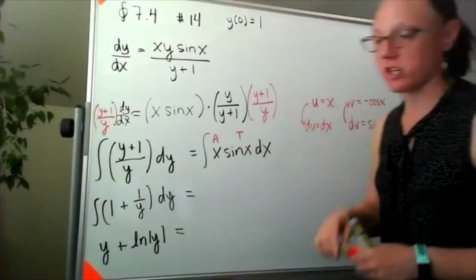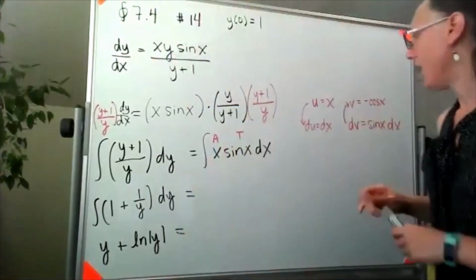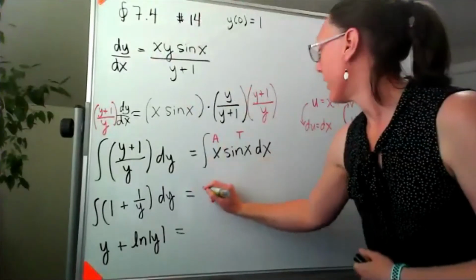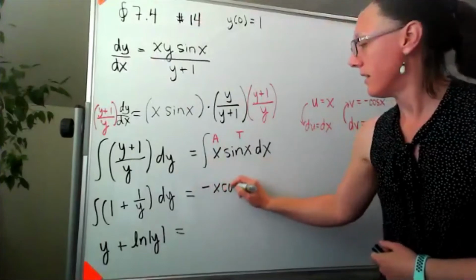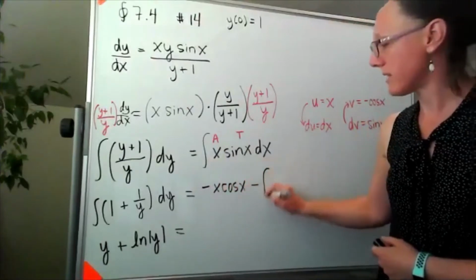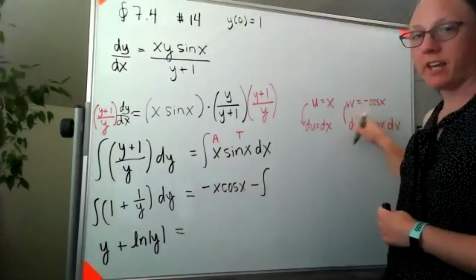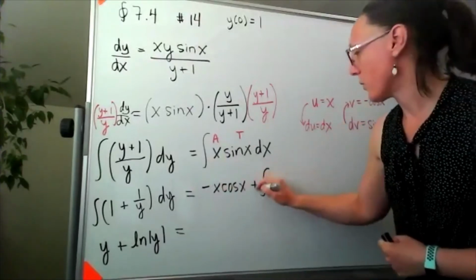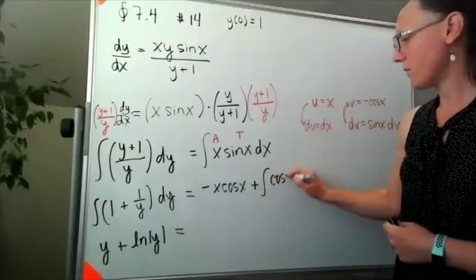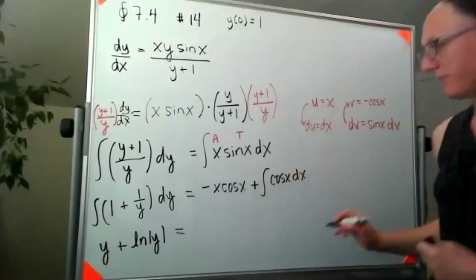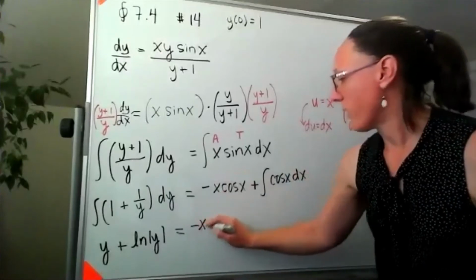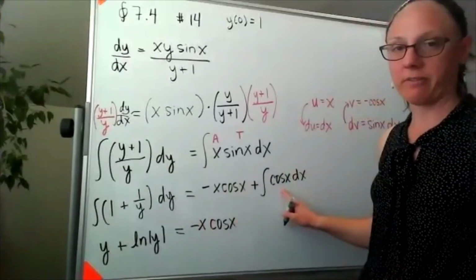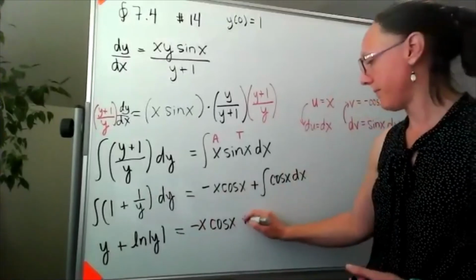Putting that into our integration by parts formula, I'm going to have u times v. So that'll be a negative x cosine x minus the integral of v du. So that minus sign and that minus sign I'm going to turn that into a plus cosine x dx. So I've got negative x cosine x, and the antiderivative of cosine is sine.